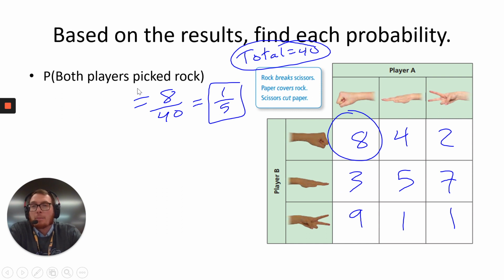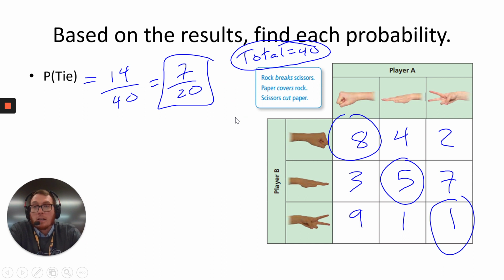This question says find the probability both players picked rock. Well, that's only this one circled location of 8, so that would be 8 out of 40. And then don't forget to simplify, and that becomes 1/5. The next one says they tie, so that would be both rock, both paper, or both scissors. I just add up those three numbers. That would be 14 out of 40, which would be 7 out of 20.